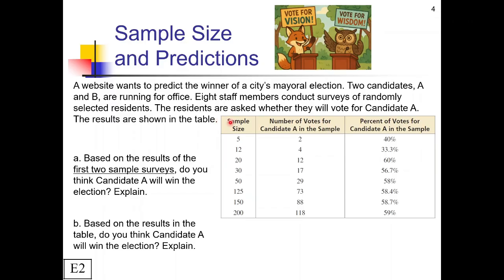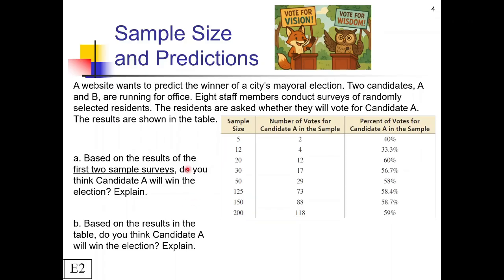And here's the results. So for each of these results, they've listed what their sample size was. That's how many people they asked, the number in that sample that said they're voting for candidate A, and they were nice enough to calculate all the percentages for us as well.